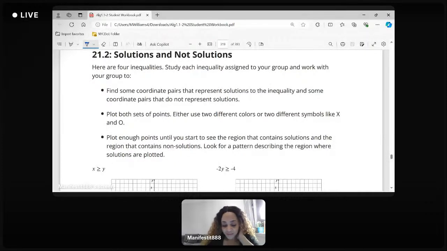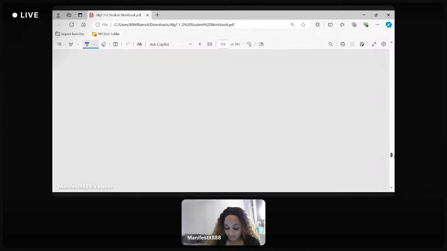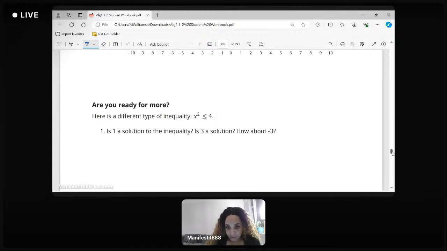All right, guys, so today we're going to work on finding solutions and non-solutions to linear inequalities, particularly with one variable. We have several inequalities that we want to plot. And when we're all done, they should look like these with a shaded region.